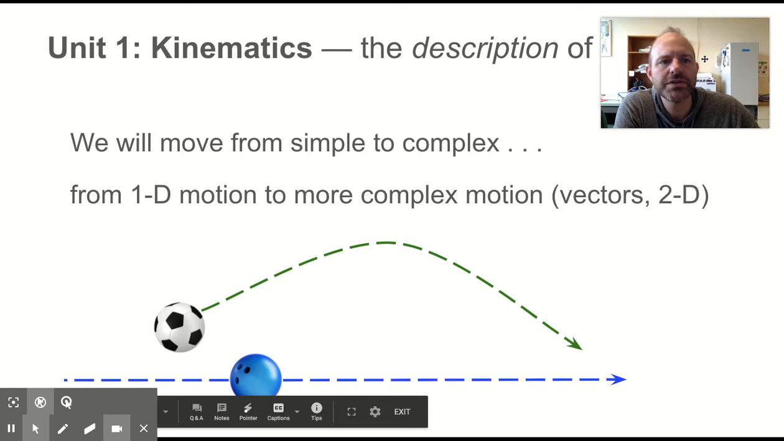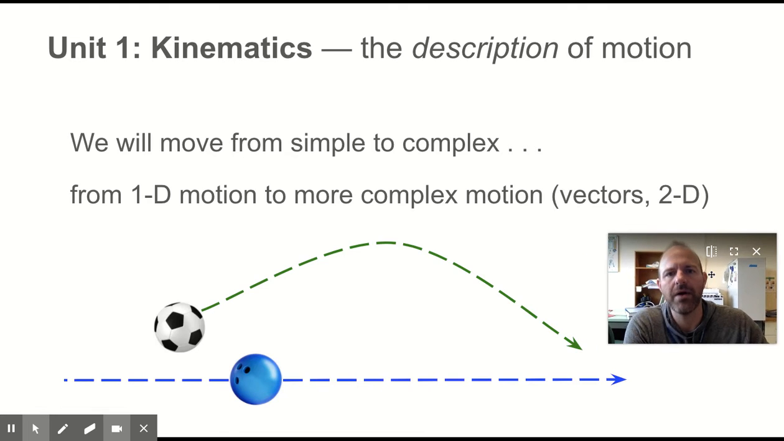When it comes to kinematics, we're talking about the description of motion. We're going to start really simply with one-dimensional motion, like that bowling ball along the straight line down there. And then we'll look at more complex motion, two-dimensional, something in a parabola, that kind of thing. We will talk about more dimensions as well, but we won't get into that in a lot of detail because two-dimensional is plenty for most of what we're thinking about.